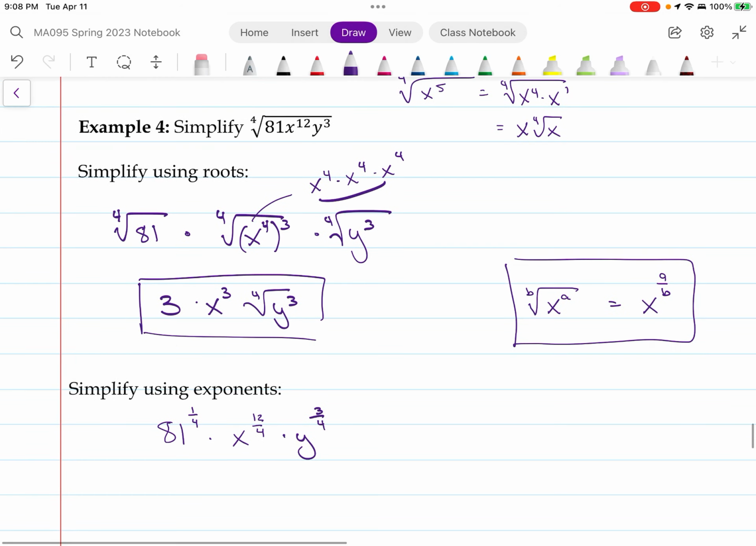All right, so 81 to the 1/4 again is 3. X to the 12/4, 12/4 reduces to 3. 12 divided by 4, x cubed. And y to the 3/4 we would rewrite as the 4th root of y to the third. Okay, so you can always think of these with the exponent rules. If you can do the exponent rules, it will save you on these. It makes it so much easier. I think it's easier than looking at it with the roots.